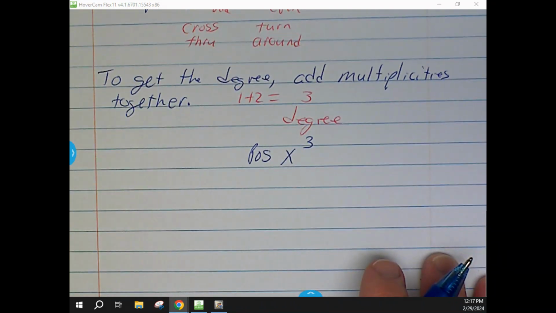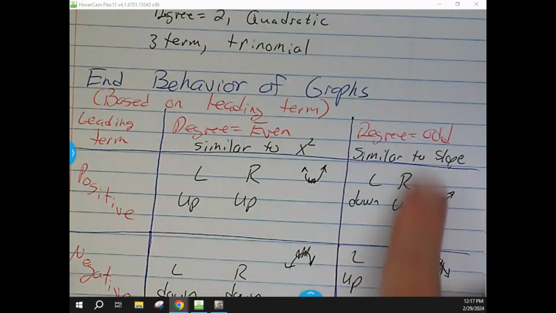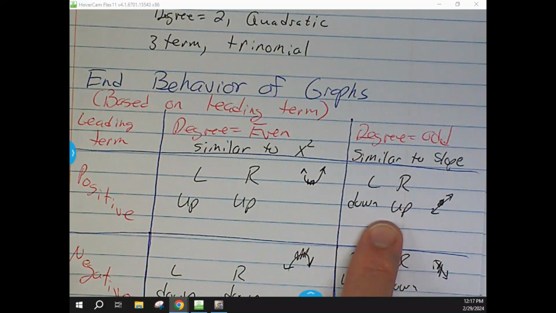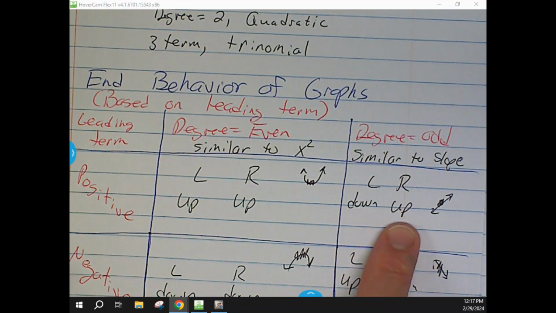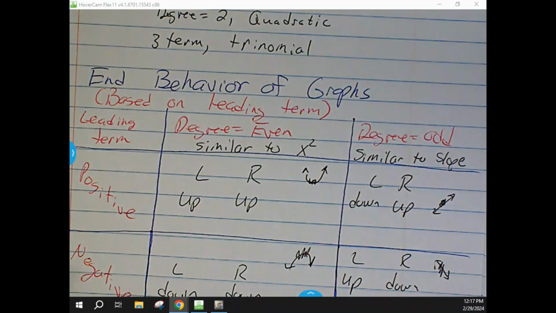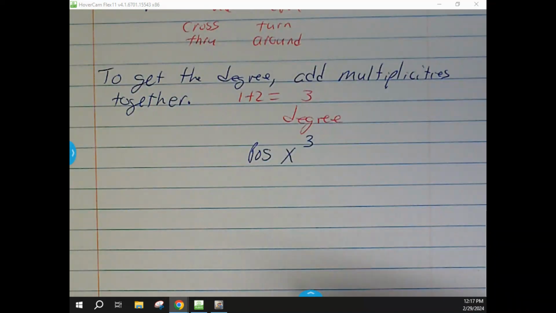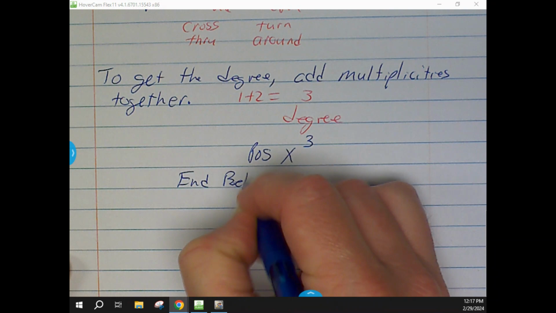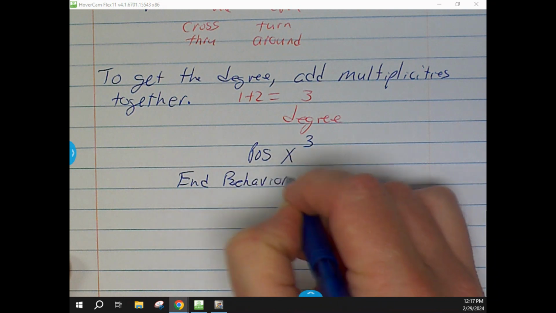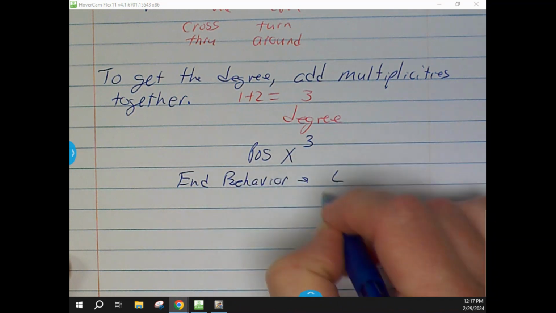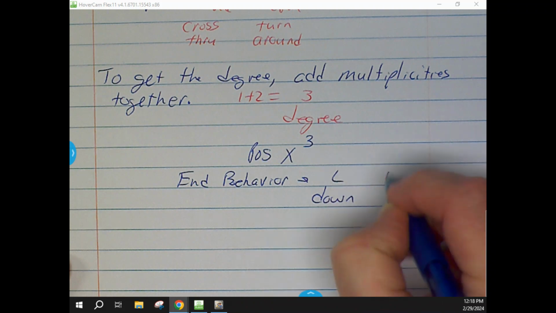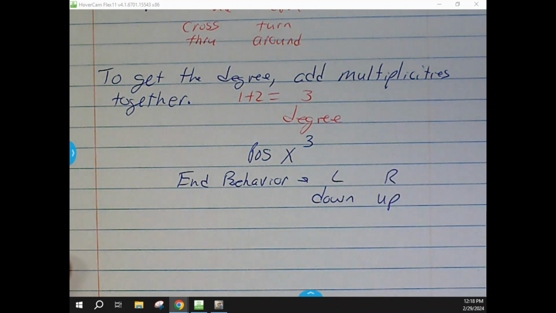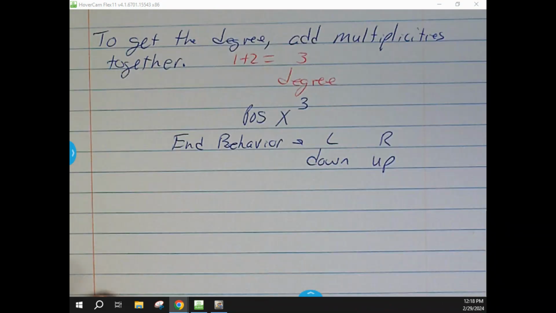So if we go back to our chart, it's positive x to the third power, that means the left is going to be down and the right side is going to be up. So instead of up, down, this one's down, up.